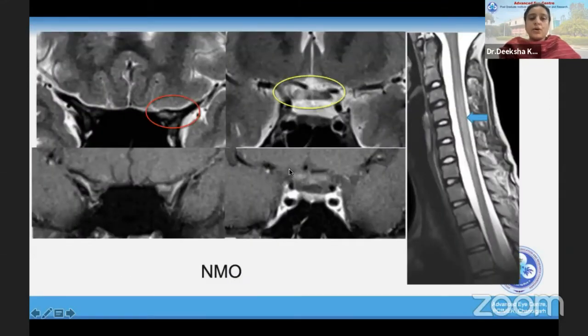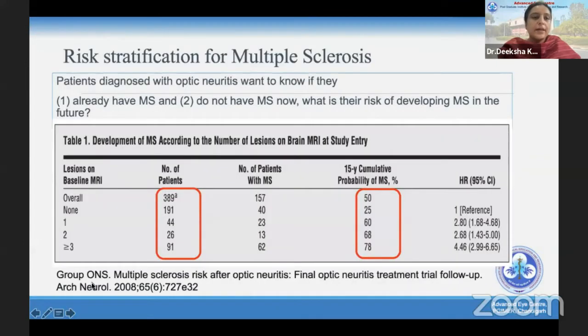Whereas in NMO, what is shown here is the involvement of the optic chiasm. The lesion above is a T2 hyperintensity, and the lesion below is showing enhancement. Patients diagnosed with optic neuritis want to know whether they already have MS, and if they do not have MS now, what is their risk of developing MS in the future?